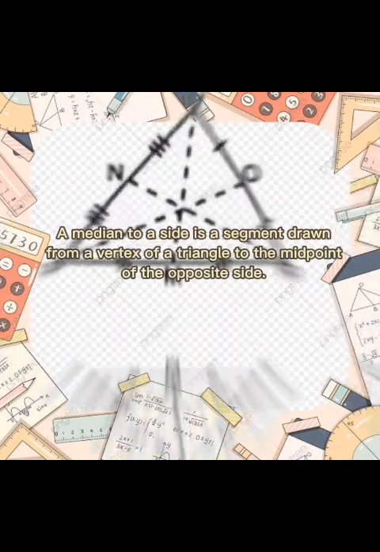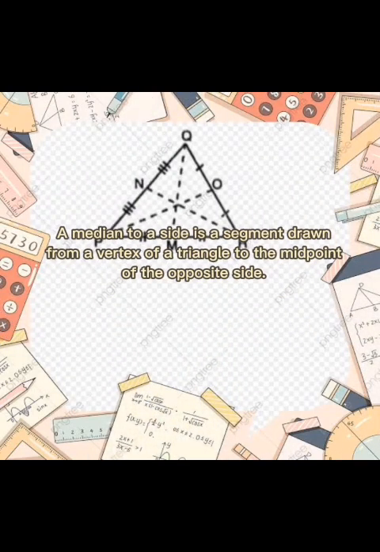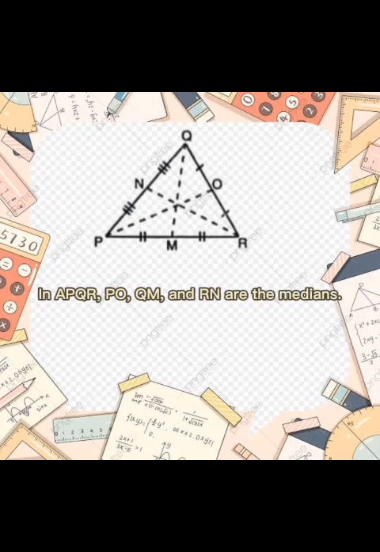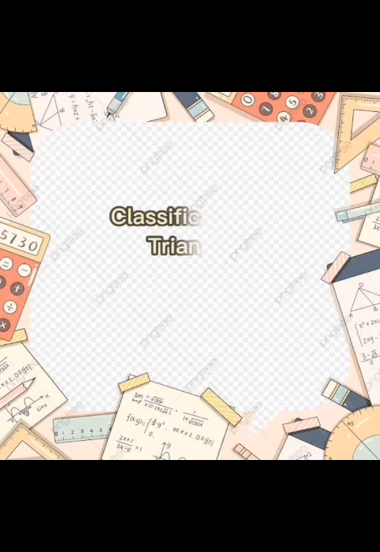A median to a side is a segment drawn from a vertex of a triangle to the midpoint of the opposite side. In triangle PQR, PO, QM, and RN are the medians.